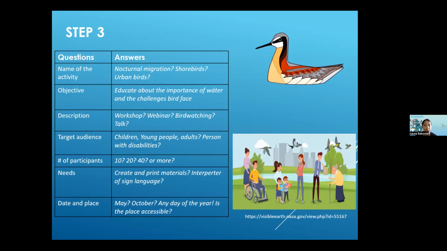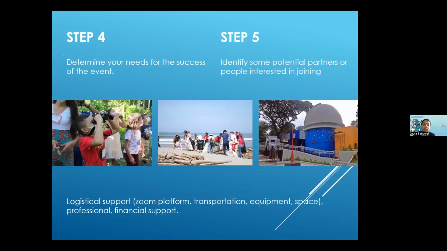So, you know, if it's going to be like maybe a steep area where you have to do a lot of climbing, maybe it won't be as accessible to persons with disabilities or maybe young kids or somebody with some sort of injury who can't do it. So we want to be mindful of those things to make sure we're very inclusive of everyone and most people could attend our events. So step 4 and step 5. Step 4, determine your needs for the success of the event. And step 5, identify some potential partners or people interested in joining.